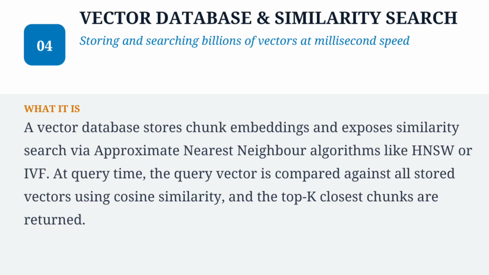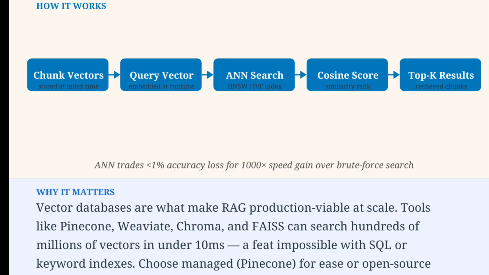Now you might wonder, why approximate? Why not exact? Because exact search across millions of vectors is incredibly slow. So ANN, or approximate nearest neighbors, trades less than 1% accuracy for a 1000 times speed improvement. In practice, you don't notice the difference. In production, you absolutely need speed.